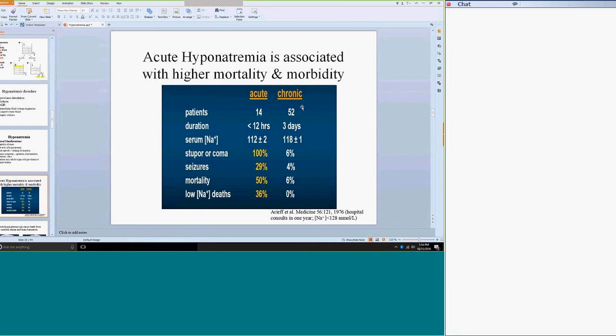Sorry, this is more repetition, but this is a comparison between acute and chronic. If someone's sodium falls to 112 in less than 12 hours, there were 14 patients here, and mortality with low sodium as the cause of death was 36%. Many of them had neurological symptoms. That is compared to chronic hyponatremia, where sodium was 118 here. You can see that the number of people having symptoms from low sodium is only a minority.